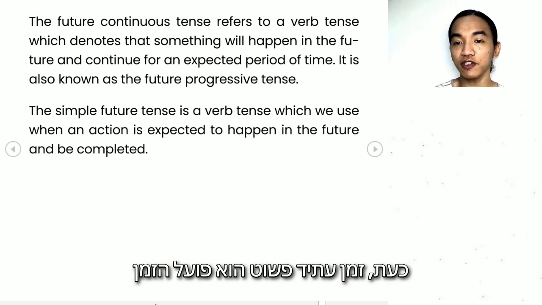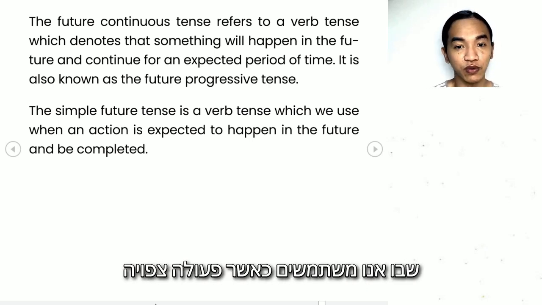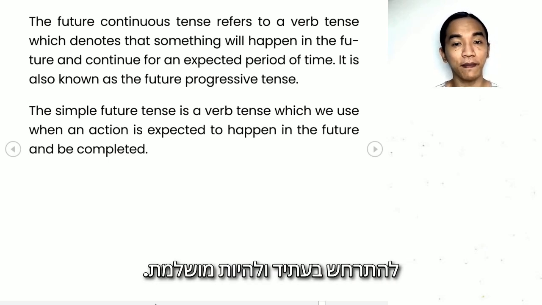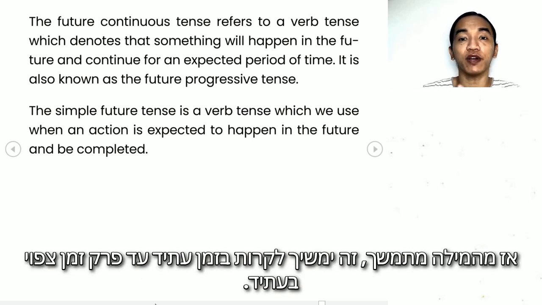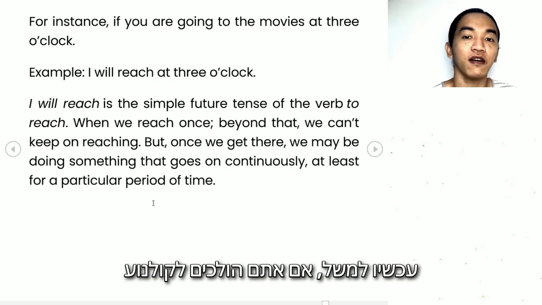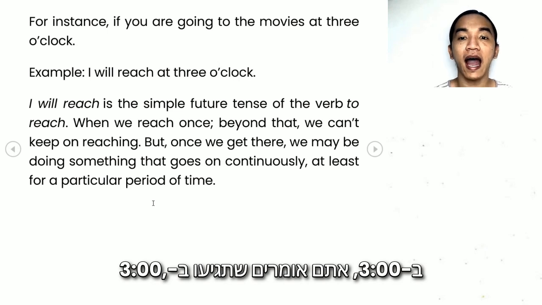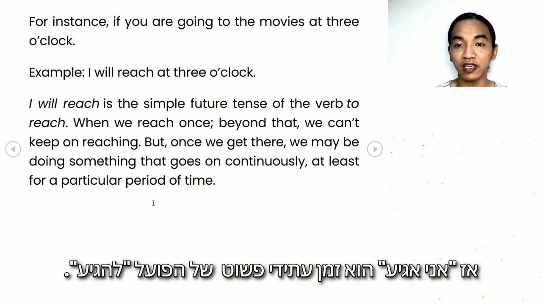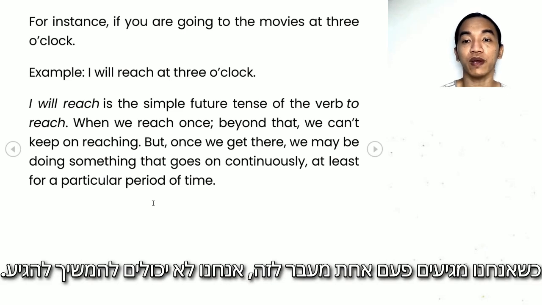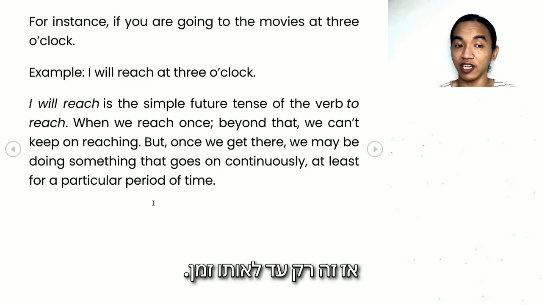Now, the simple future tense is a verb tense which we use when an action is expected to happen in the future and be completed. All right. So from the word continuous, it will continue to happen in the future for an expected period of time. For instance, if you are going to the movies at 3 o'clock, you say, I will reach at 3 o'clock, right? So I will reach is the simple future tense of the verb to reach. When we reach once, beyond that, we cannot keep on reaching. So that's just up until that time.